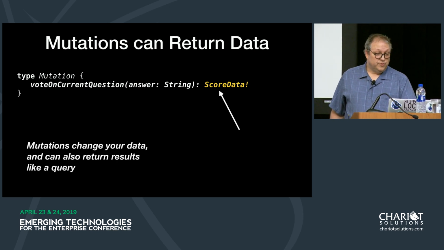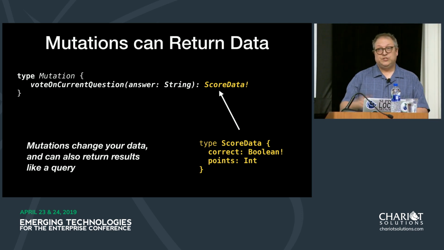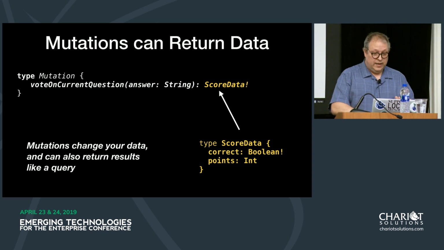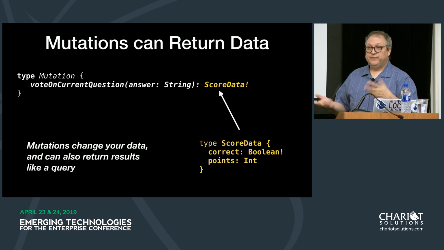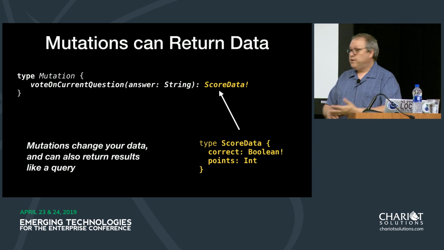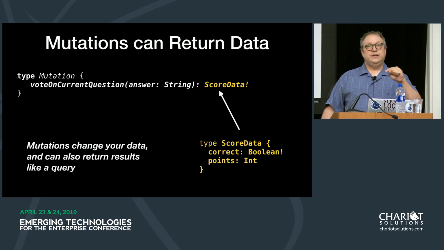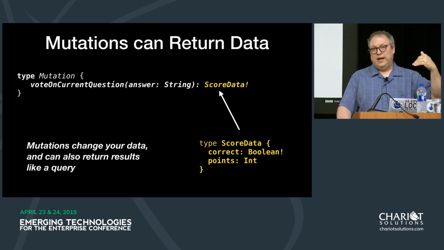Right? So there's your payload. And you could define it as a type. So there's a type score data. It has a property called correct, which is a Boolean. And it has points, which, if it's correct, will return. Hence, we don't have the exclamation point there. So there's your optional versus required. And that's the payload coming back. So that's an example of something that changes the server, but then returns a payload back.